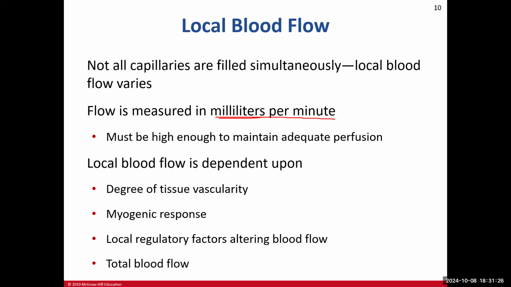So we're going to talk about the 4 things that influence this local blood flow. So what is causing blood to go to this area and not to another area? So as you can see up there, there's 4 things, all right?